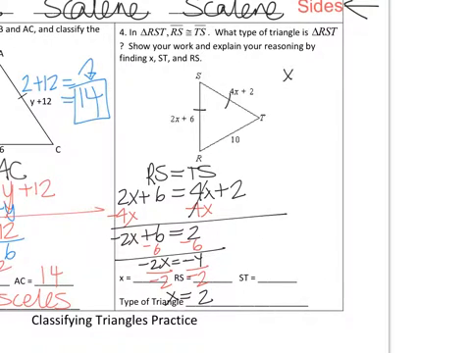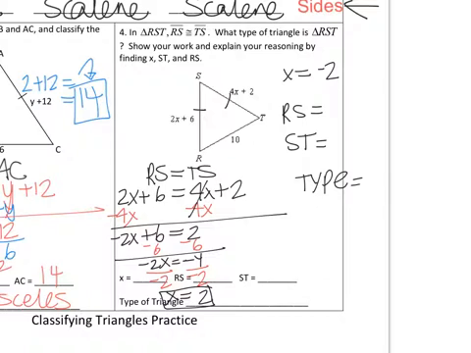I think I'll collect my info over here. So x equals 2. I need to find RS. I need to find ST. And then I need to say what type of triangle it is. Okay. So did you guys get x equals 2? I hope so. All right.